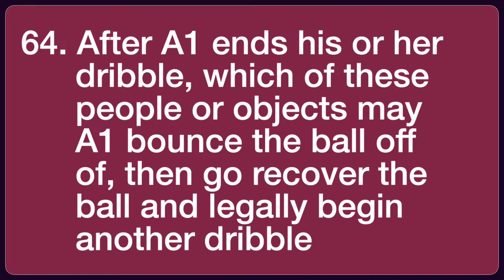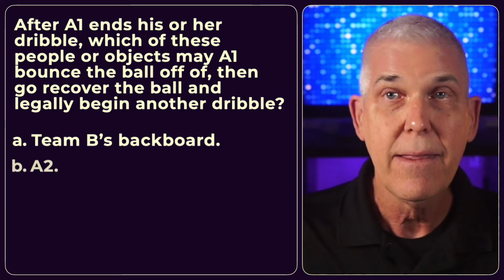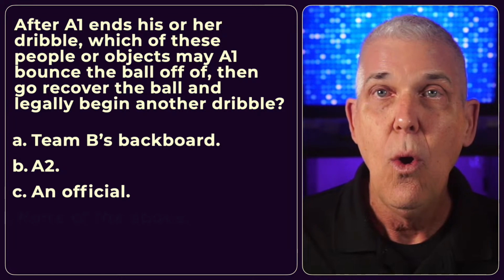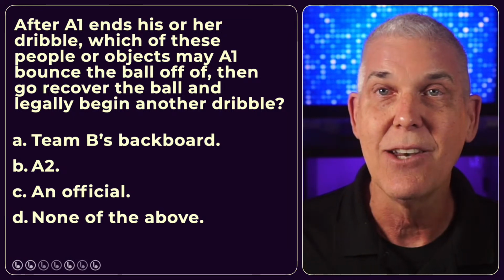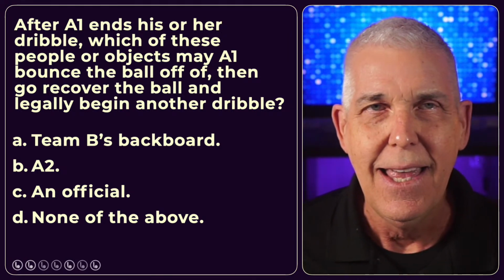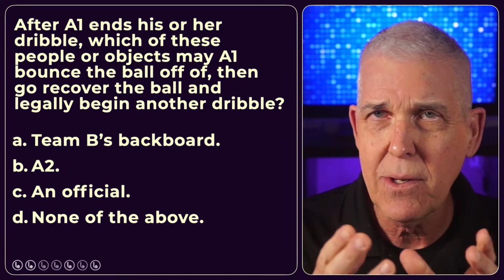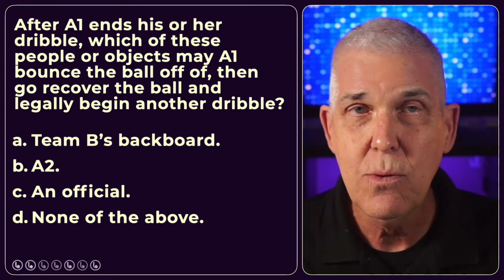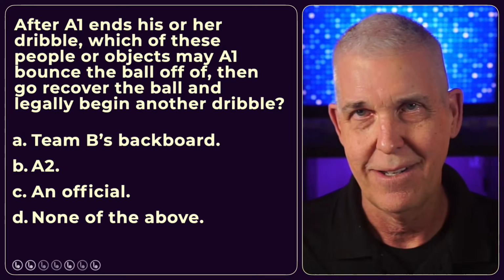After A1 ends his or her dribble, which of these people or objects may A1 bounce the ball off of and then go recover the ball and legally begin another dribble? All right, so A1 ends their dribble. They have dribbled, they have picked the ball up, they are holding the ball. Who or what can they throw the ball off of and then get the ball back and dribble again? Ooh, it's a good question. Team B's backboard, A2, an official, or none of the above? This is a good question, right?